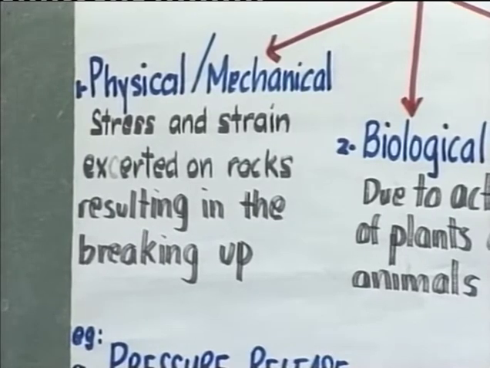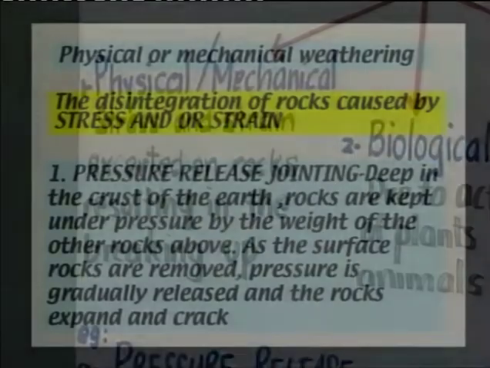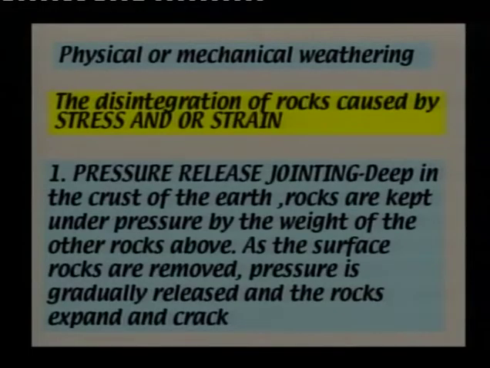Pressure release jointing, we looked at that yesterday. From the information now on the monitor, it says that deep in the crust of the earth, rocks are kept under pressure by the weight of the other rocks above. As the surface rocks are removed, pressure is gradually released, and the rocks under the surface expand and also split or break. And when that happens, this is an example of physical or mechanical weathering under pressure release jointing.